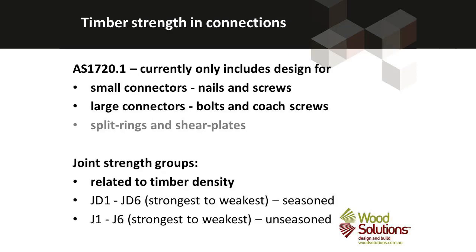In this unit, we're going to be looking at small connectors, nails and screws, and large connectors, bolts and coach screws. They're the only ones that are covered by AS 1720.1. It also has capacities of split rings and shear plates, but these are largely historical, so you'll only get to use those if you have to evaluate the capacity of an existing structure that makes use of those joint types.